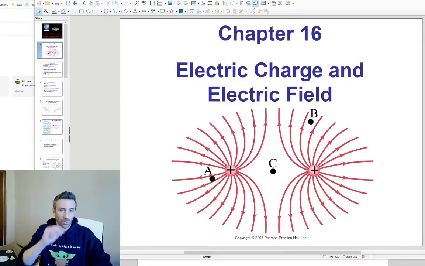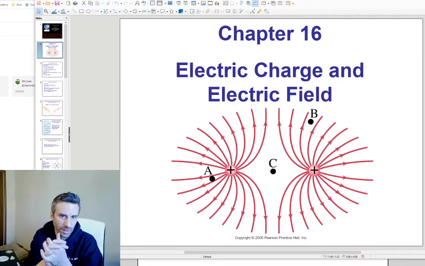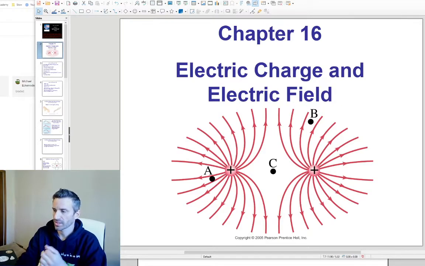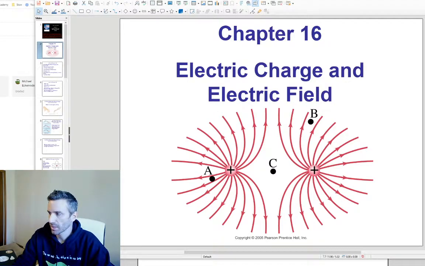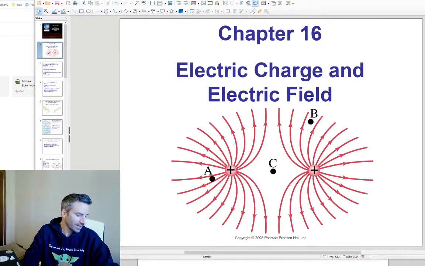Okay, so we're going to be dealing with electrostatics. Electrostatics is essentially the same thing as static electricity. So that's what you guys would know it as up to this point. I've always thought of static electricity beforehand.